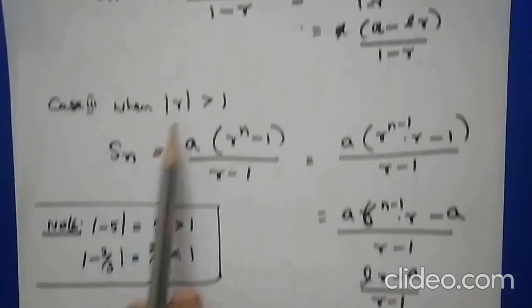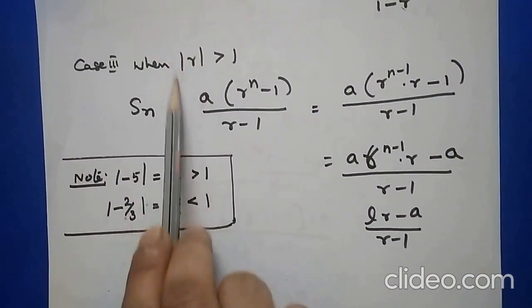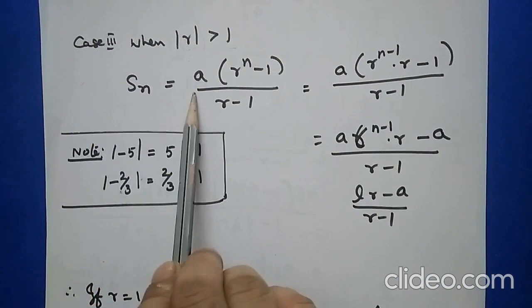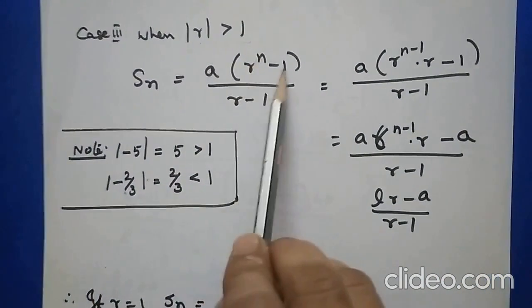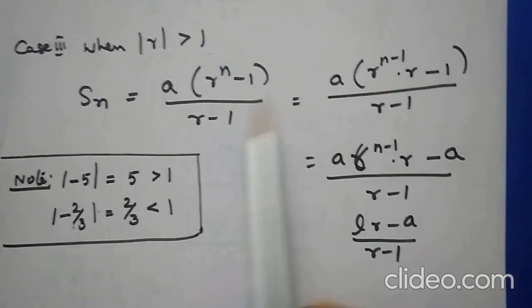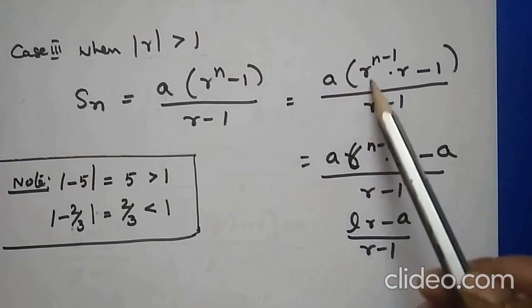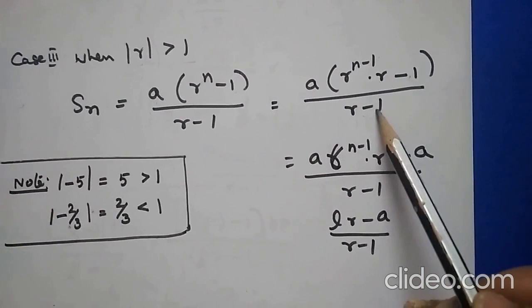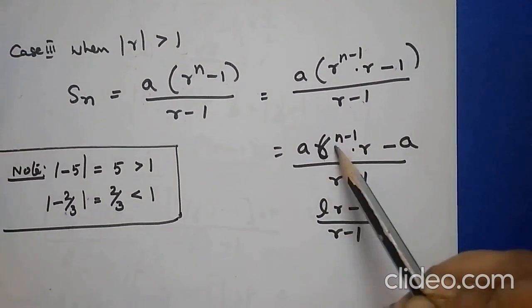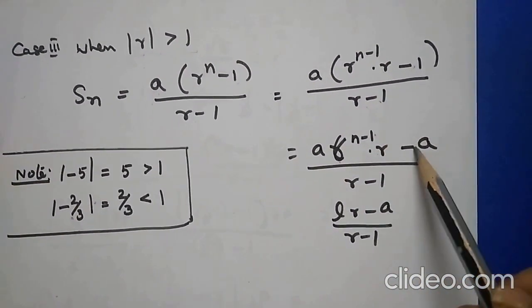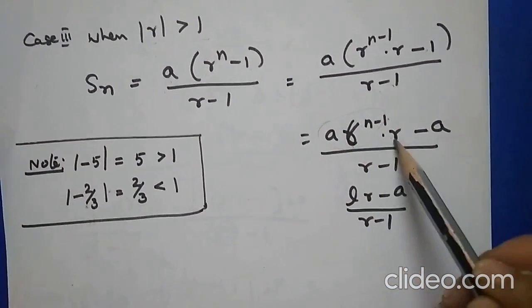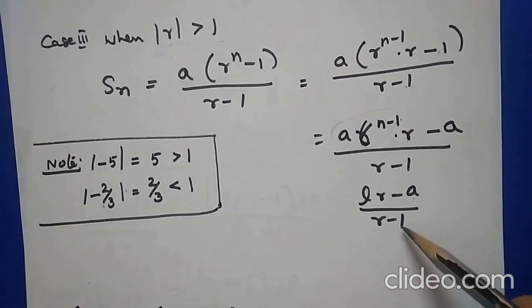Come to the third case. If the absolute value of r is greater than 1, Sn is equal to a into (r^n minus 1) by (r minus 1). Now you are splitting r^n as r^(n-1) into r. Removing, you are getting ar^(n-1) into r minus a. What will happen? This is equal to l into r minus a by r minus 1.